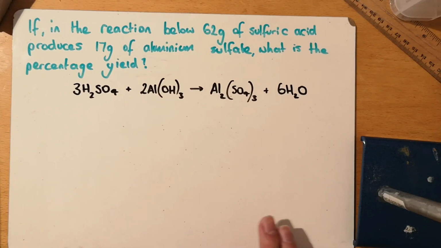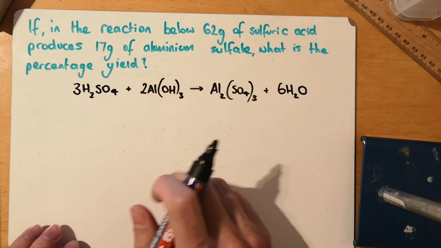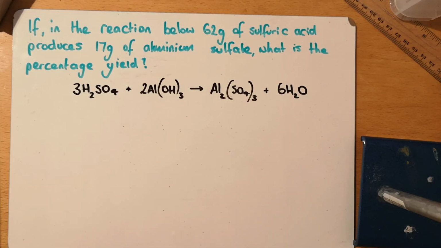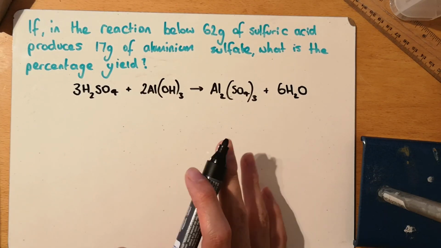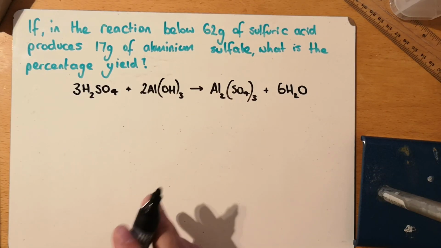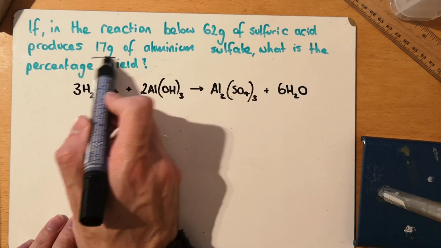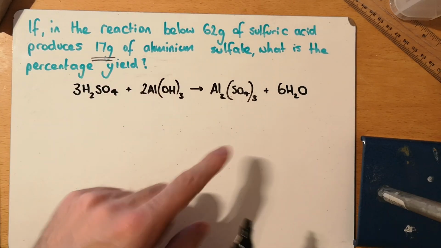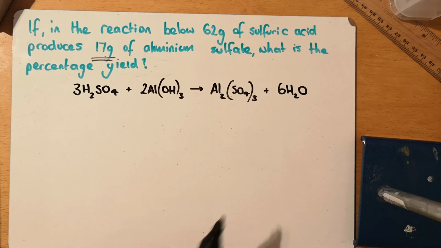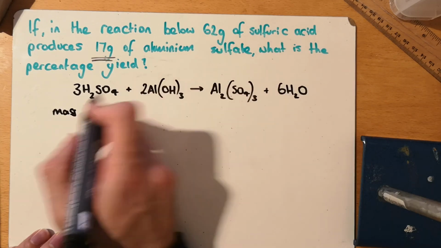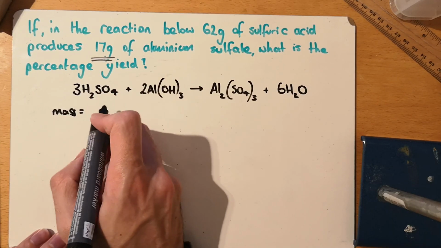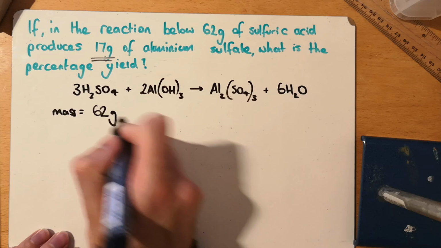So in this reaction, we've got 62 grams of sulfuric acid and it produces 17 grams of aluminium sulfate. What is the percentage yield? So again, we can go on with this. What do you reckon is the actual yield? All the questions tend to give us the actual yield. And it's here, it's the 17 grams. It produces 17 grams of aluminium sulfate, this compound. So we know that our mass here of sulfuric acid, which is this compound, is 62 grams.